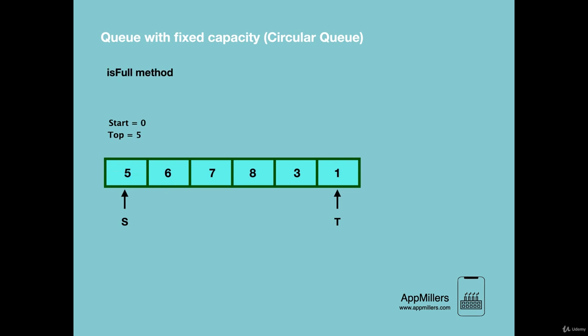Now the next method is full method. So if start property points to 0 and top property points to the last element, it means that our queue is full. So we will return true because in this case it is full. So there might be cases that the top points to here and start points to the one over here. In this case also we are checking if there is an empty cell in this list, then we are returning false. If there is not, then we are returning true, saying that this queue is full.